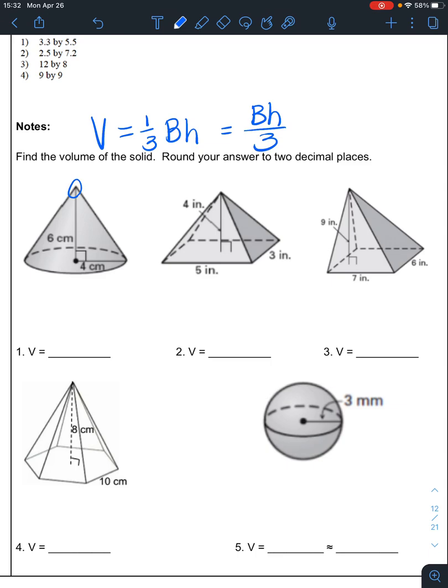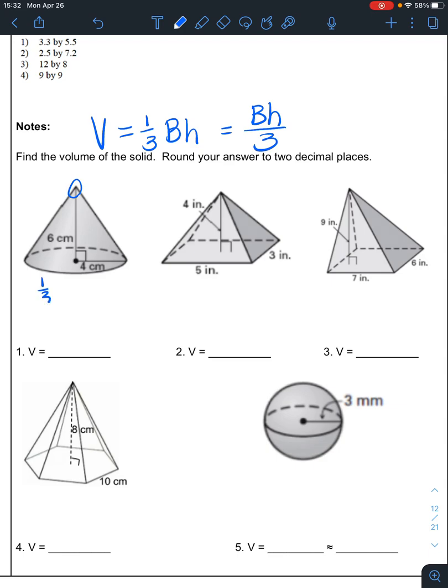So we need the area of the base. The base all depends on what the shape of the base is. If it is a cone, then it's a circle. For number 2, it's a rectangle. For number 3, it's a rectangle. For number 4, it's a hexagon. So we're going to use the different formulas for those bases depending on what they are. Don't forget the divide by 3. That is the hardest part to remember.